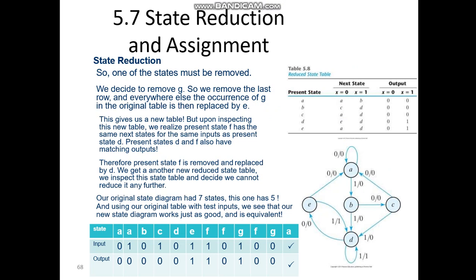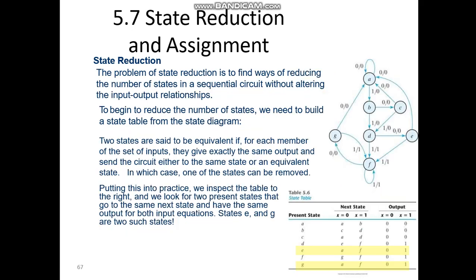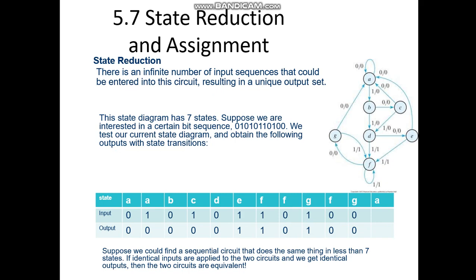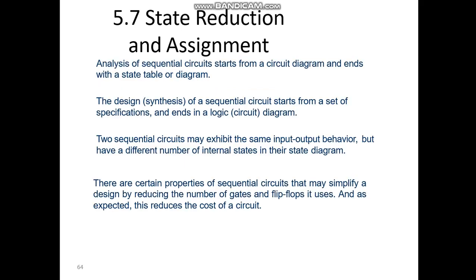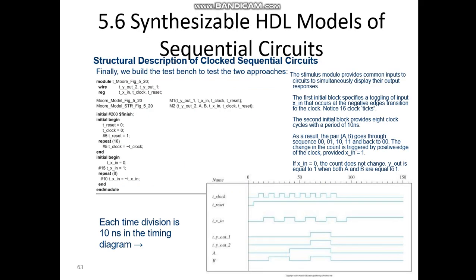This is the state reduction and assignment concept. Extra states are removed. We decide to remove G, so we remove the last row and replace G in the original table. This is the concept of repetitive state reduction and state assignment. The problem of state reduction is to find a way to reduce the number of states in a sequential circuit without altering the input and output relationships. These are the concepts used in this analysis of sequential and structural concepts.